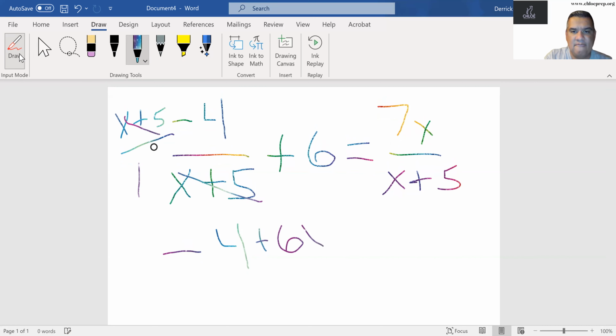6x. And then 5 times 6 is going to be 30. Okay. But remember the major rule. What we do to one side, we have to do the other. So we're going to go ahead over here and multiply this side times x plus 5.